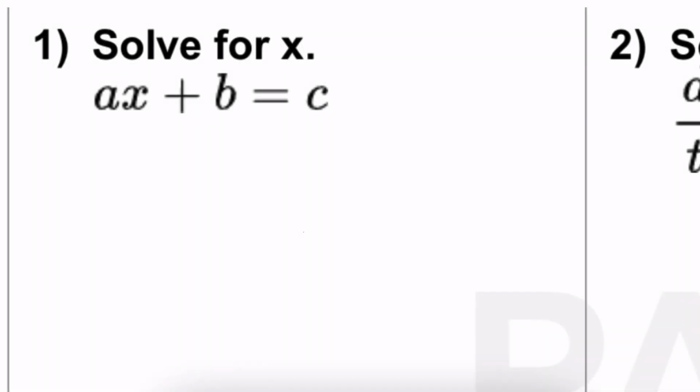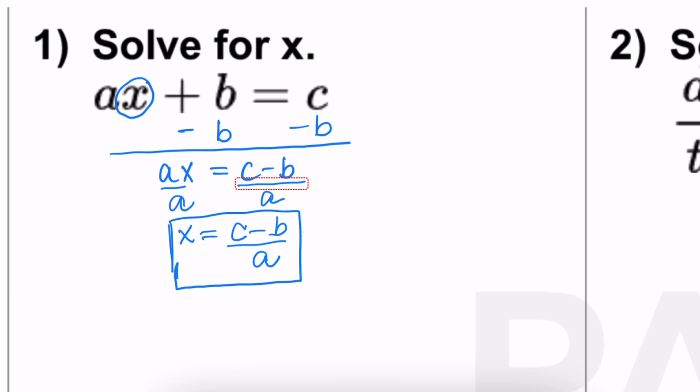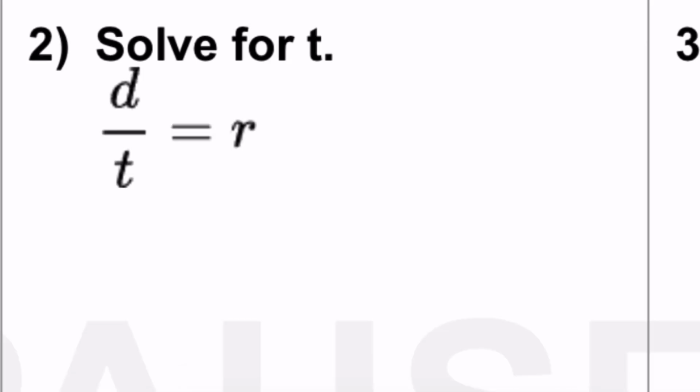For question 1, we need to solve for x, which is right here. So I'm going to subtract b first because it's not attached to the x. And so we have ax is equal to c minus b. And then we are going to divide both sides by a. And x is equal to c minus b over a. And you're done.